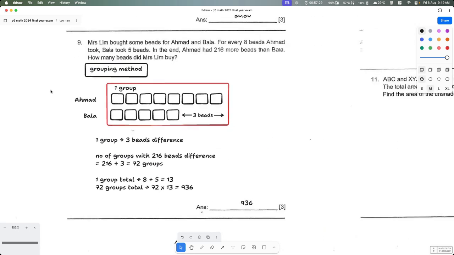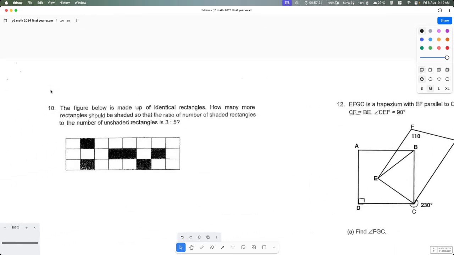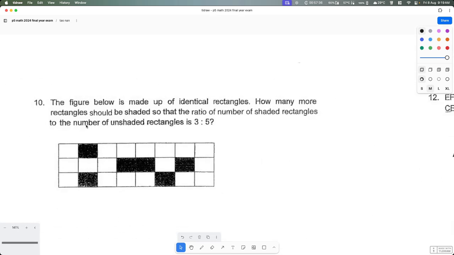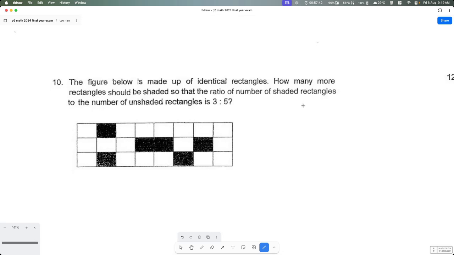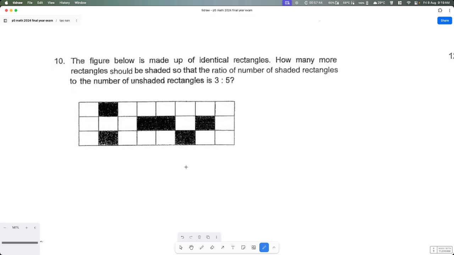All right, let's move on to the next question. Question 10. Okay, so the figure below is made out of identical rectangles. How many more rectangles should be shaded? The ratio of shaded rectangles to the number of unshaded is 3 is to 5.